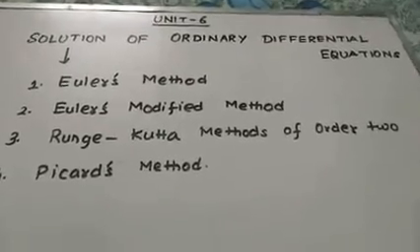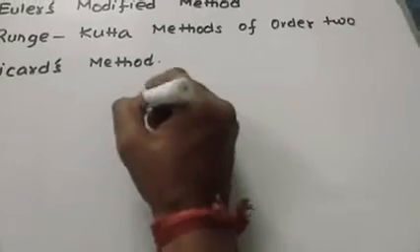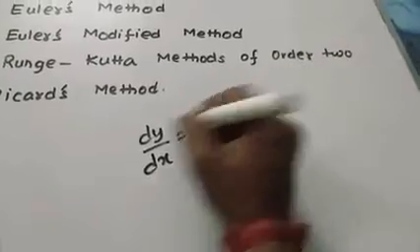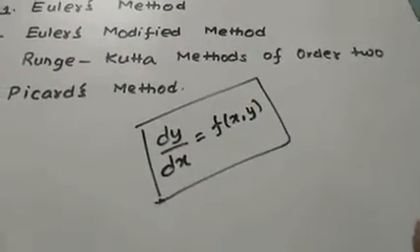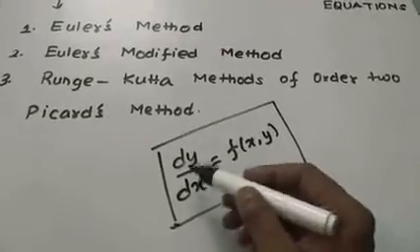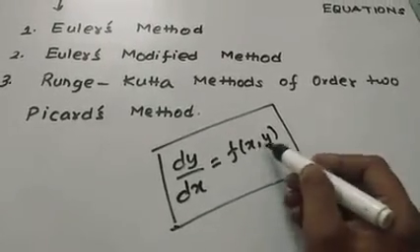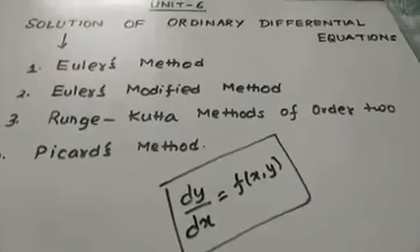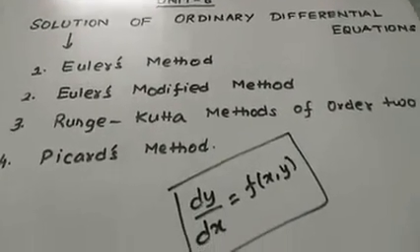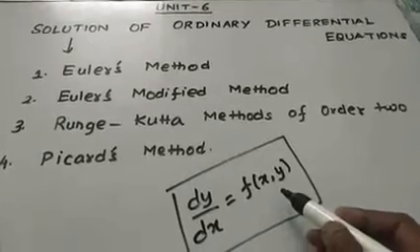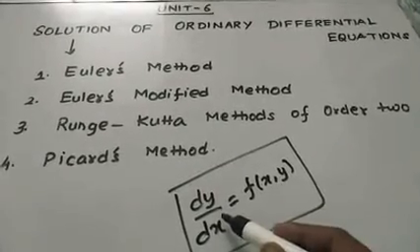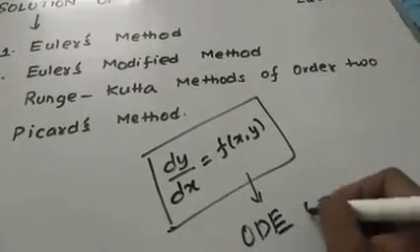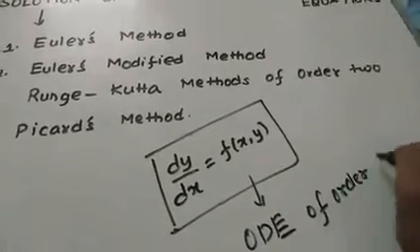Now what is the differential equation? That is, if I am writing dy by dx equals some function in two variables x and y, this will be your ordinary differential equation. That is, dy by dx equals a function in two variables x and y. So in this particular unit we are going to solve this type of ordinary differential equations of order 1. This is called an ordinary differential equation of order 1.